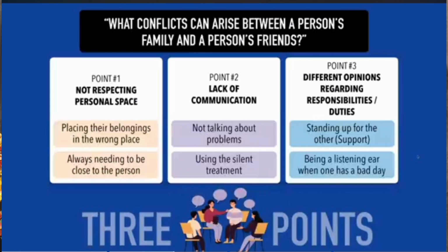Okay, what about point number 3? Different opinions regarding responsibilities or duties. Example: standing up for the other or supporting them, being a listening ear when one has a bad day. Again, here I am giving you the examples of this point. So what will this look like in an answer? Here we go. In my opinion, there are 3 major conflicts that can arise between a person's family or a person's friend.